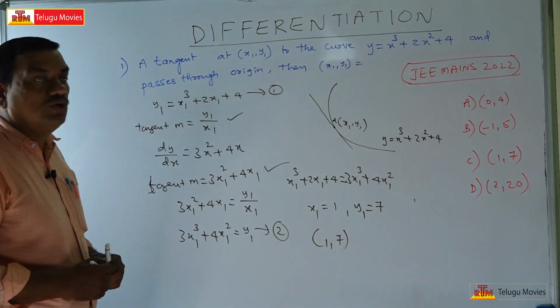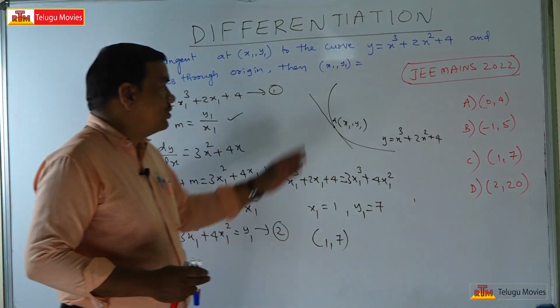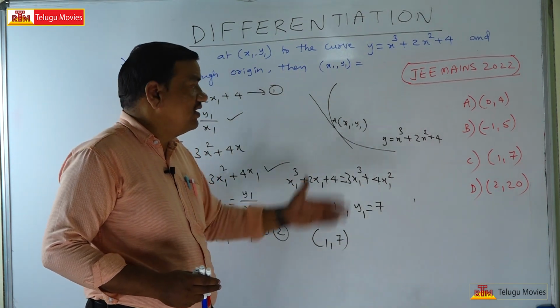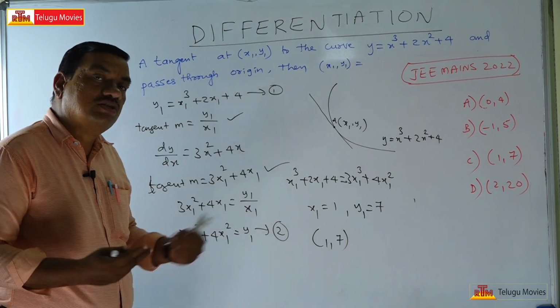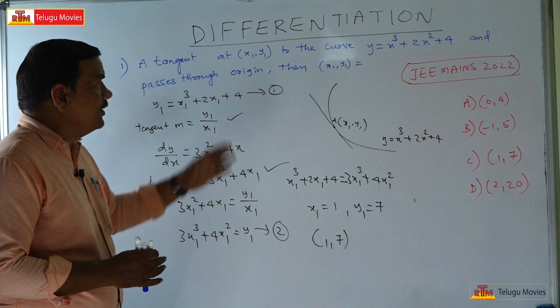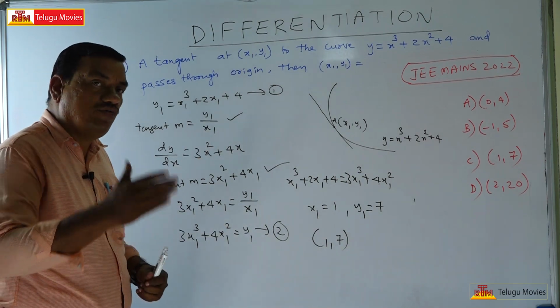This was asked in 2022. So find the slope of the tangent in the general method, y2 minus y1 by x2 minus x1, and by the differentiation process. Equate both and we will get the answer. I hope that you understand this solution. Let us go for the next problem.